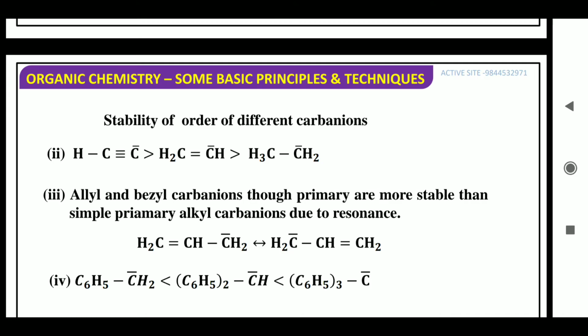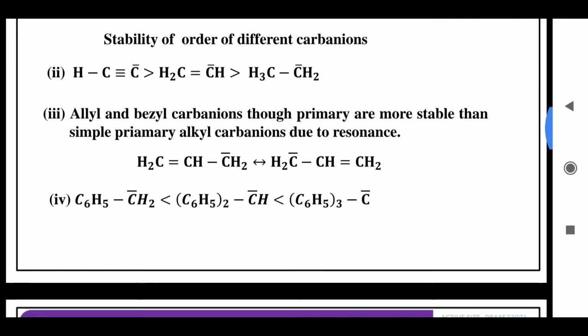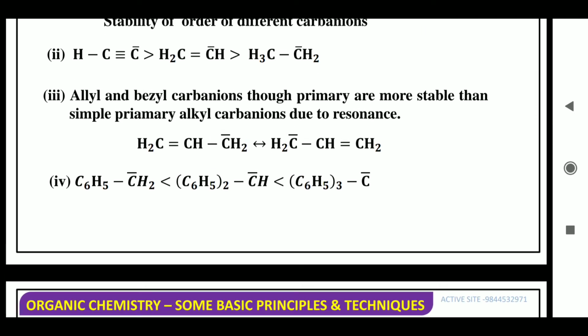And moving on to the allyl and benzyl carbanions, they are more stable than the simple primary alkyl carbanion due to resonance. Here you can see there is resonance hybridization, because of which the sequence of stability is that triphenyl carbanion is more stable than diphenyl, followed by your benzyl anion. So this is the sequence you can see. In triphenyl, there are 3 aromatic rings, because of which the electron shift will be there, followed by 2 phenyl rings, followed by 1 phenyl ring.